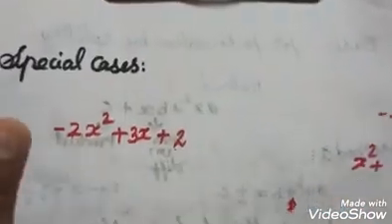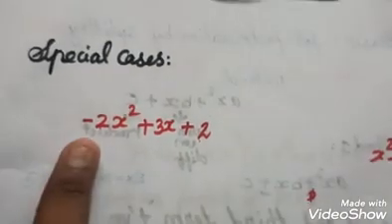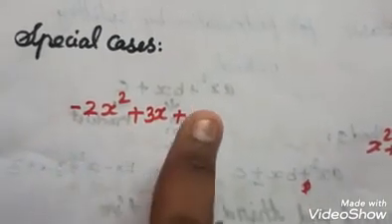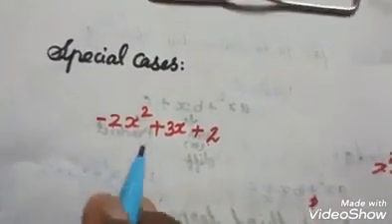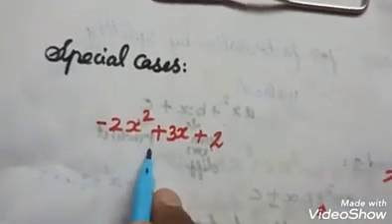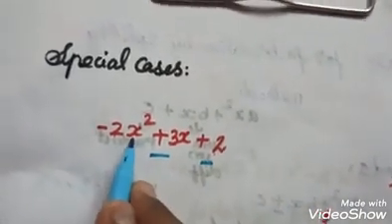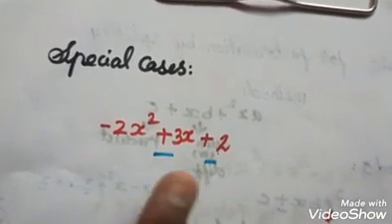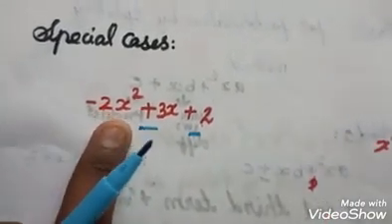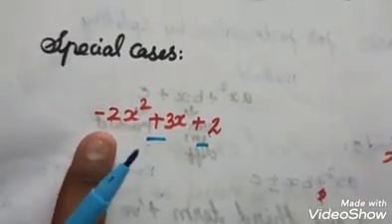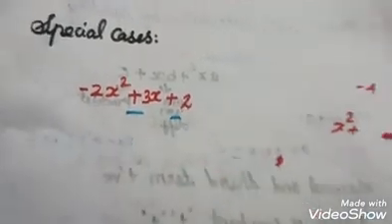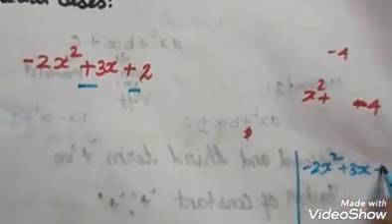So some special cases are there. Here, minus 2x square plus 3x plus 2. I will take another example. In this expression, we always take the second one and third one. In the previous example there is no coefficient of the first term, only x square. Here minus 2 is the coefficient. This is one of the special cases. Because of this, move to the rough column and write the question as it is: minus 2x square plus 3x plus 2.